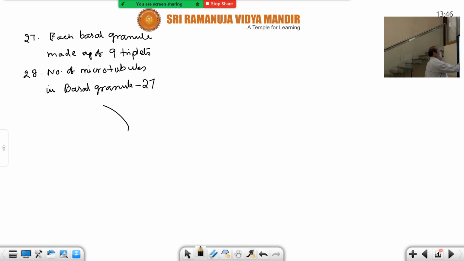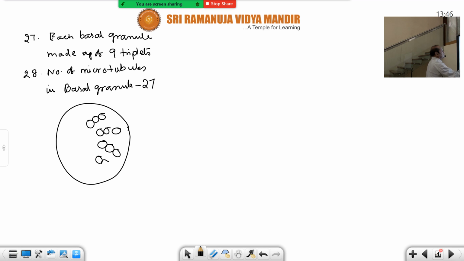These microtubules are arranged like this. This is the structure of the basal granule. Here these are the triplets, arranged like this. From inner to outer, these microtubules are named A, B, C. This is A, the inner one, next B, next C microtubule. So this is one triplet. Like that, 9 triplets are arranged in this manner.